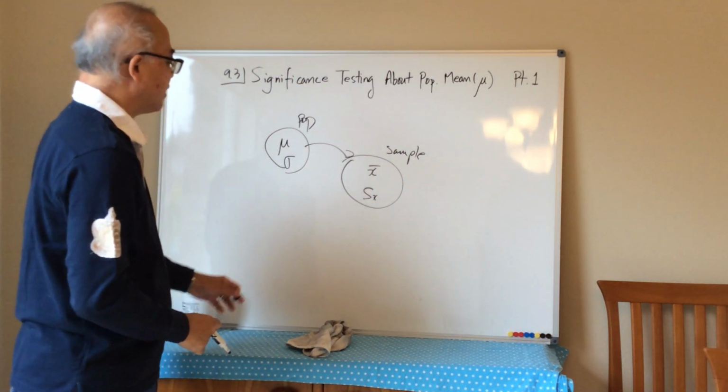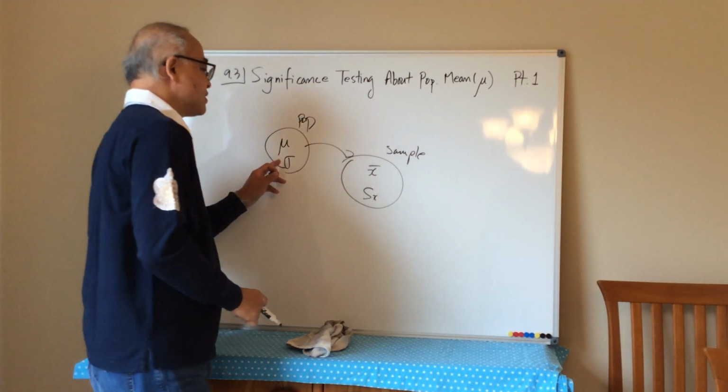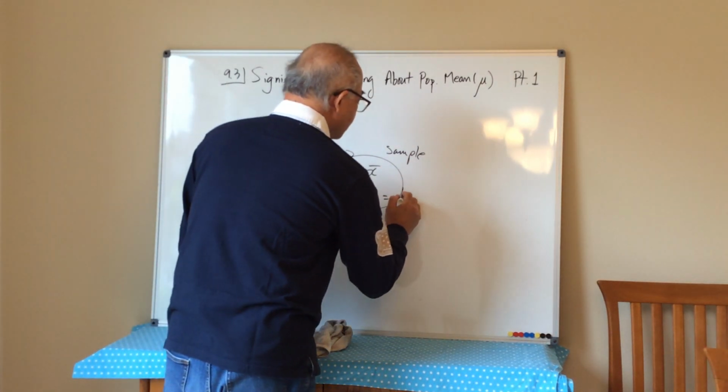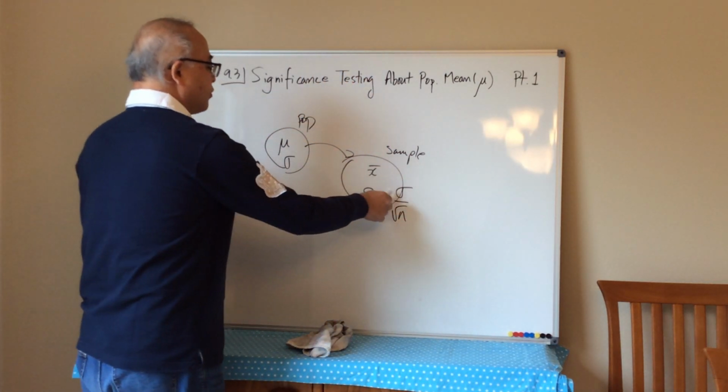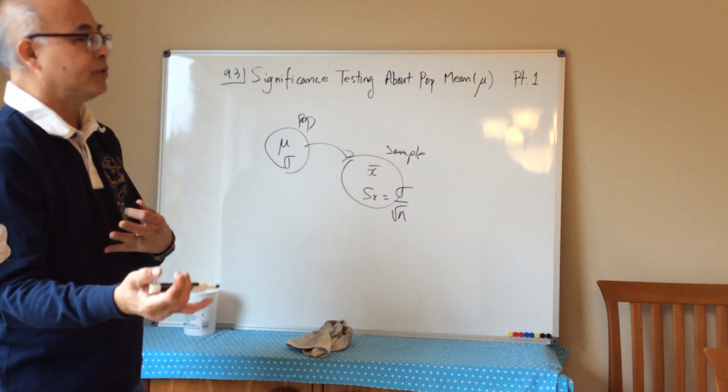The problem is that we have no idea what this is. Normally, this would be what? This would be this guy over here, but we don't know. We do not know this, and we had the same problem when we were doing the confidence interval.